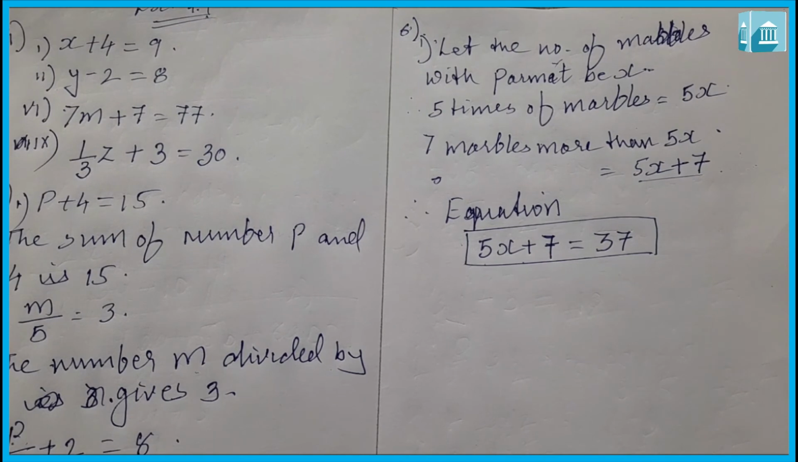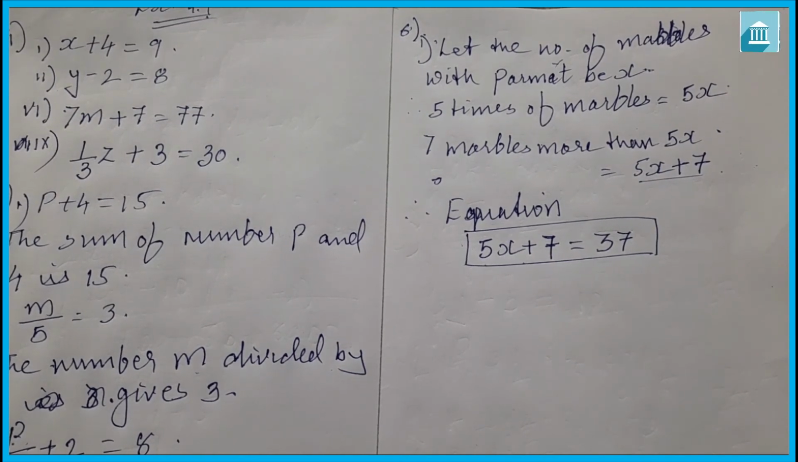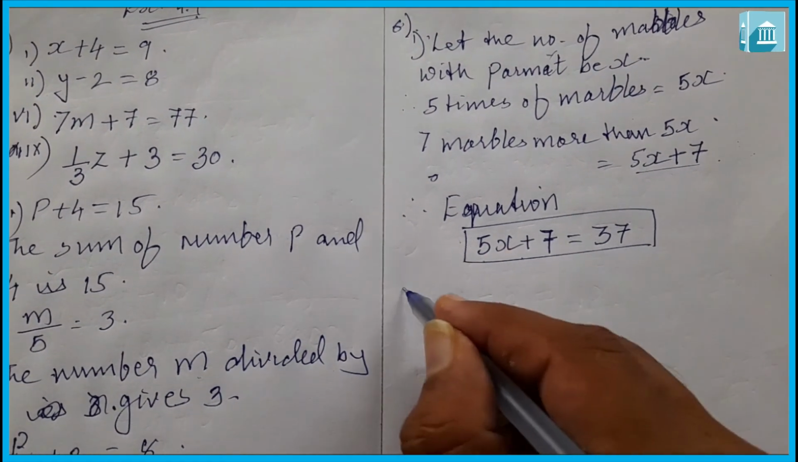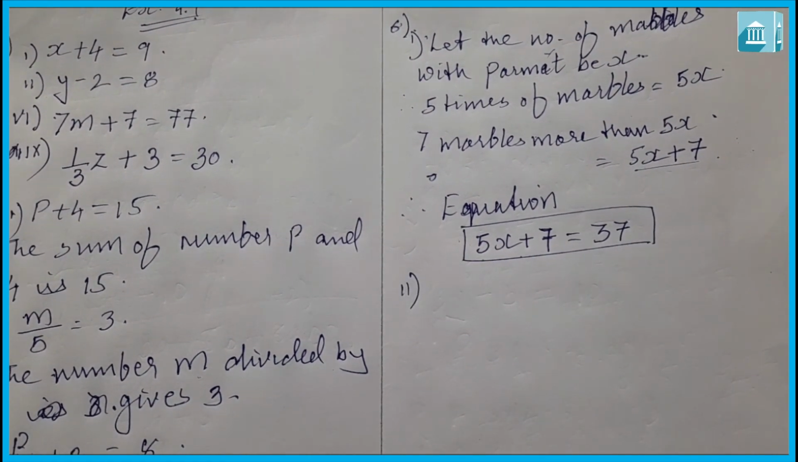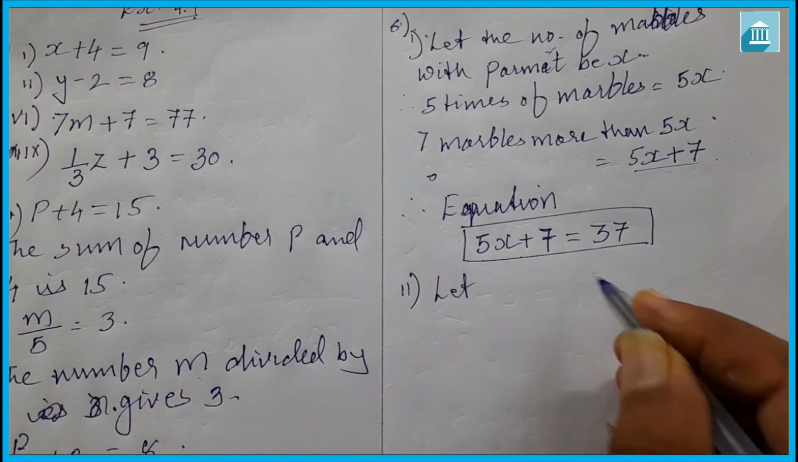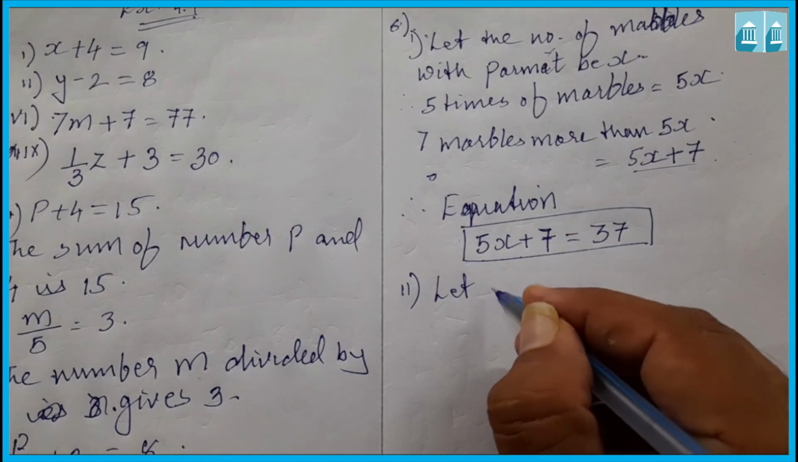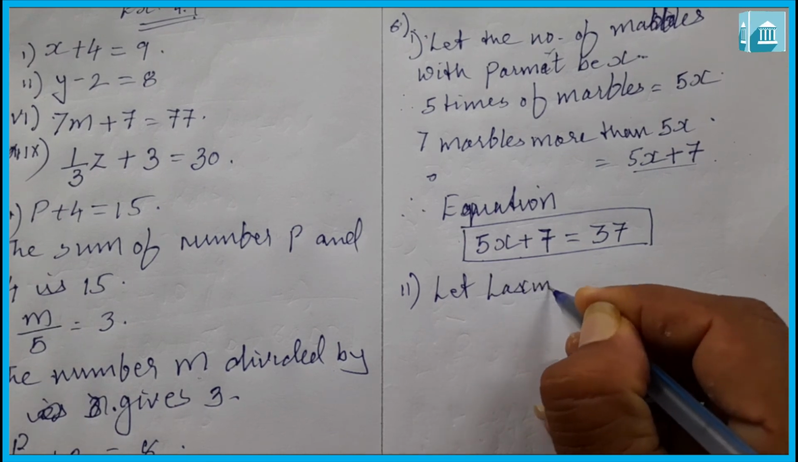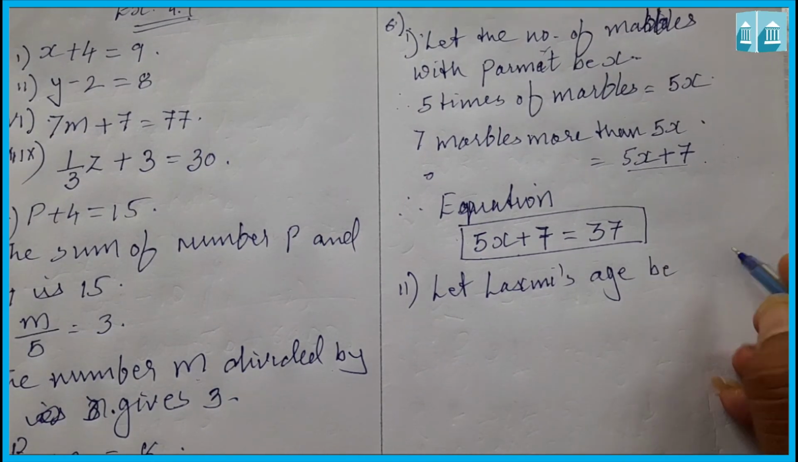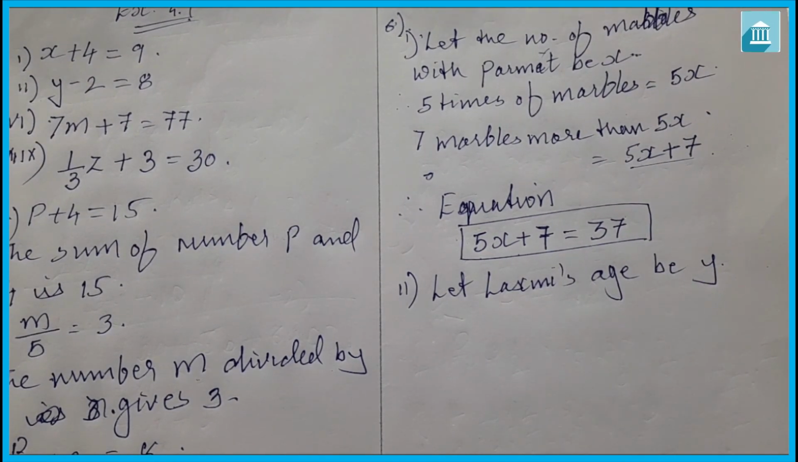Now let us see question number 2. It says that Lakshmi's father is 49 years old. Here the age of Lakshmi's father is given. He is 4 years older than 3 times Lakshmi's age, which means Lakshmi's age is unknown. So let Lakshmi's age be y.